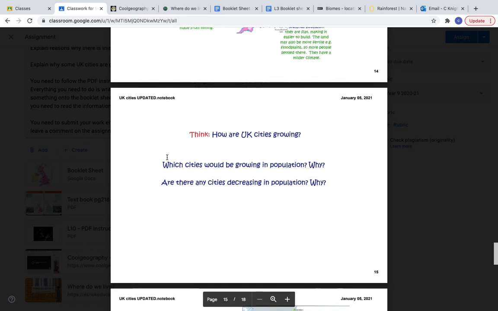So now we're going to think about how UK cities are growing. We're going to think about these two questions. Which cities would be growing in population and why? And are there cities decreasing in population and why?